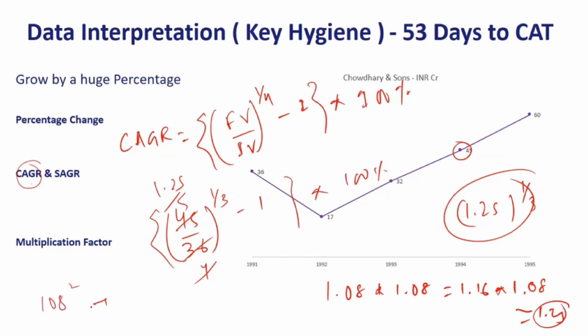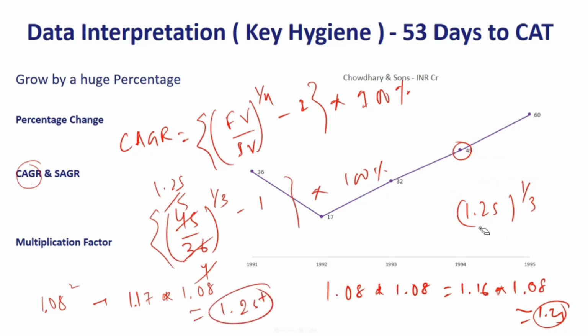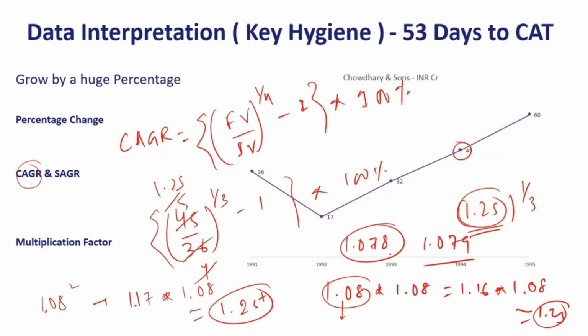What is 108 square? 108 square is 11664. So 1.08 square will be 1.1664, which is approximately 1.17. Into 1.08 you will do, it will certainly be more than 1.25. So since you have to get equal to 1.25, you will have to get less than 1.08. So approximately 1.078 or 1.079 you can take. So approximately the answer will be 7.8%. So CAGR is 7.8% and SAGR in the same case is 8.33%.